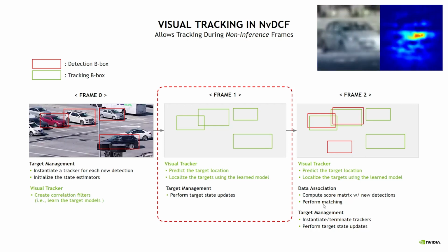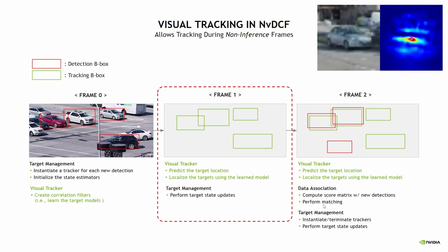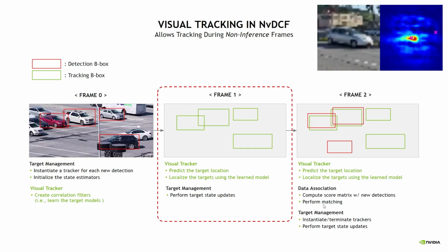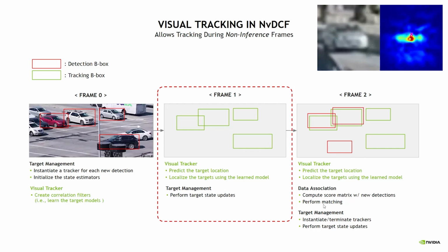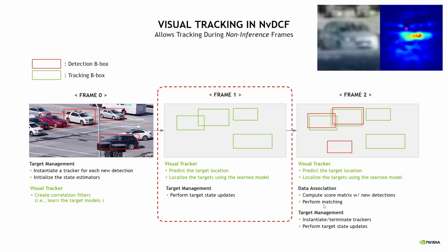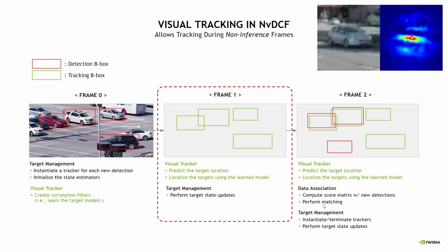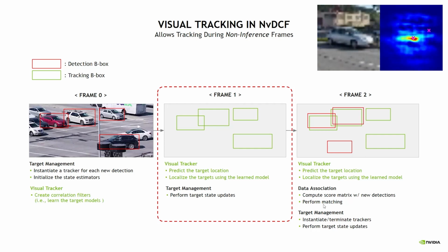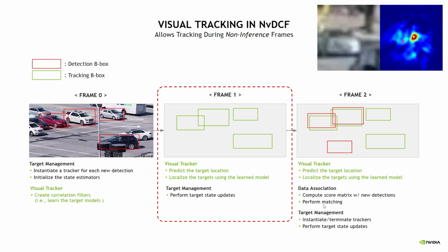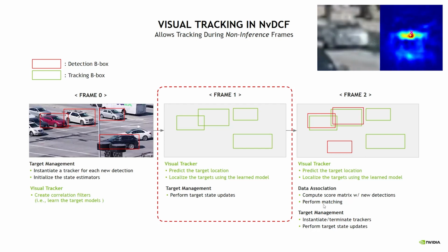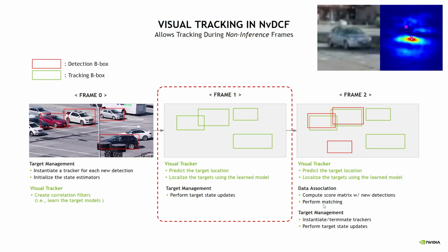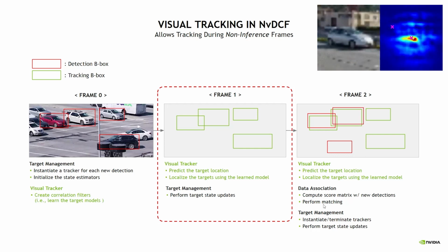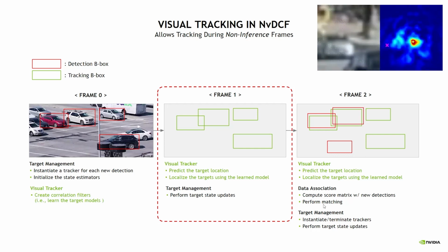At frame 0, this frame is inferenced, so we have the detector bounding boxes. And the visual tracker module creates the correlation filters for each object. At frame 1, there's no inference performed, so no detection bounding box is available. However, the visual tracker module applies the learned correlation filter to localize the object in the new frame around the predicted target location.